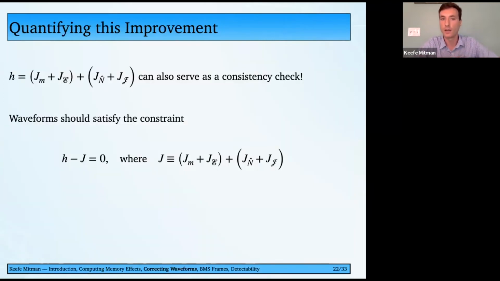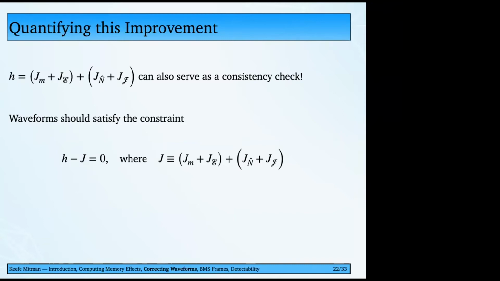And so to understand that, we can again return to these BMS balance laws. So again, these balance laws are exactly that. They're balance laws, so they essentially impose a constraint on waveforms. If we take these four terms coming from the balance laws and add them all up and call that variable J, we expect the strain waveforms to obey the constraint H minus J equals 0, just saying that the left-hand side and the right-hand side of these BMS balance laws agree.